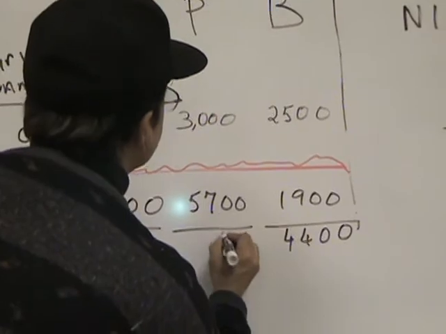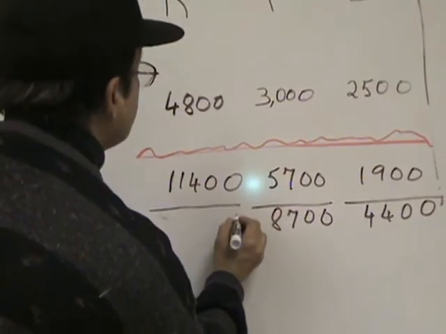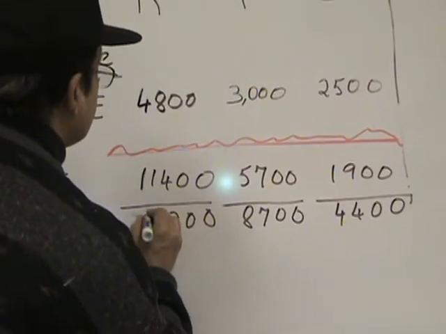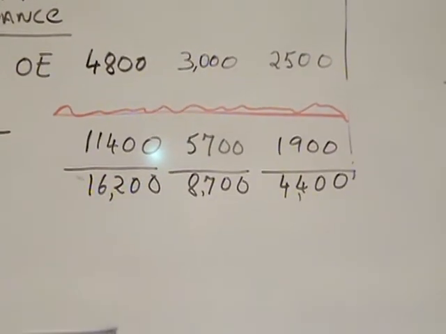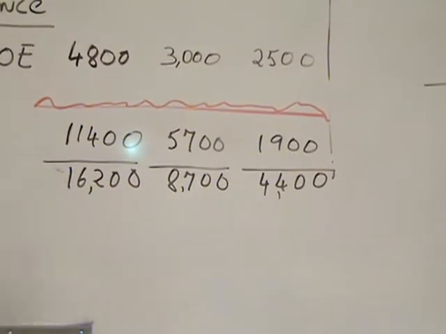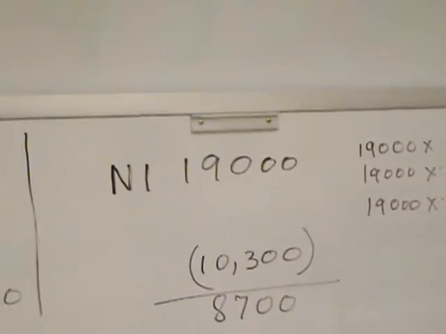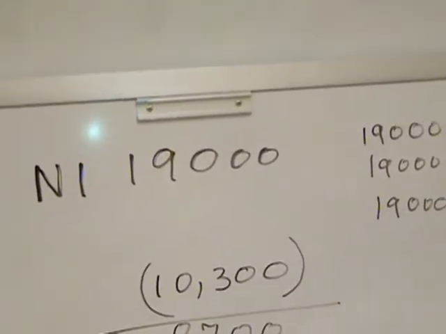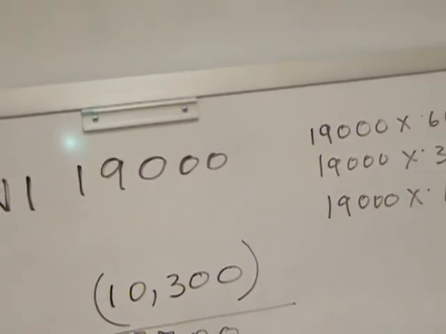Here we're going to have 8,700. And on the left, you're going to have 16,200. And you know it's right, when you're on a test, add those together to test it out. 16,200 plus 8,700 plus 4,400 should equal 19,000. If it does, then you know it's correct. It doesn't add up to 19,000.